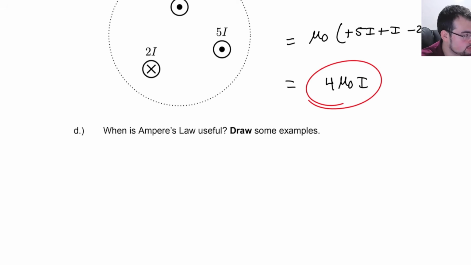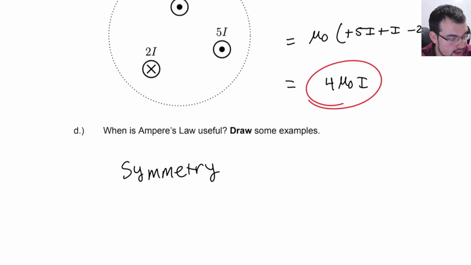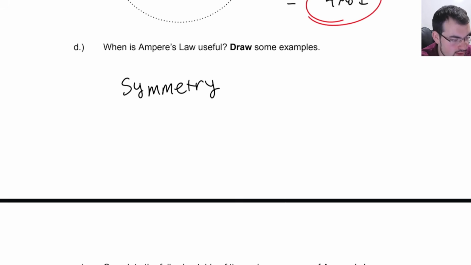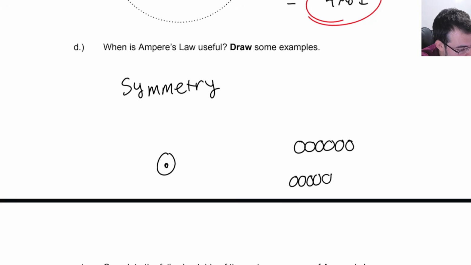When is Ampere's law useful? Ampere's law is useful when there is symmetry, just like Gauss. So for Ampere, there's really only two cases. We'll just pre-fire my solenoid here.